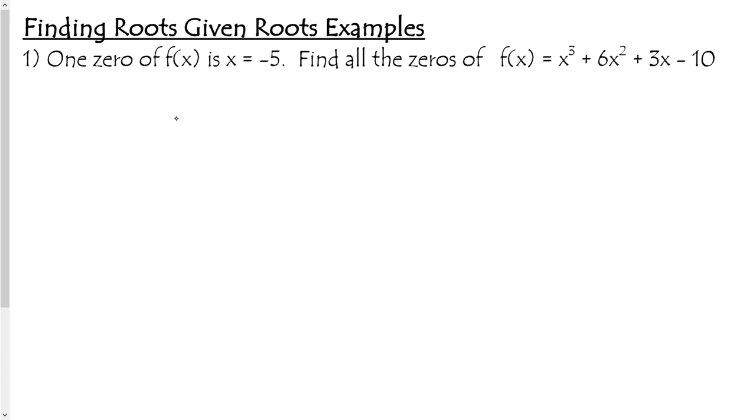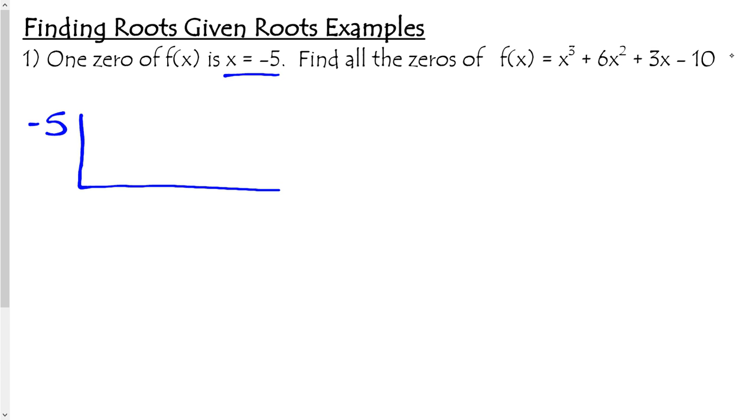Okay, so example 1 here says that one zero of f of x is x equals -5. Now we need to find all the zeros of f of x, which equals x cubed plus 6x squared plus 3x minus 10. All right, so first off, if we know that one zero is -5, I can go ahead and evaluate the function using synthetic substitution, aka division. Okay, remember remainder factor theorem, all that other good stuff. And I can go through and do that against x cubed plus 6x squared plus 3x minus 10.